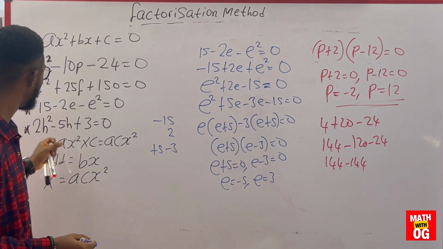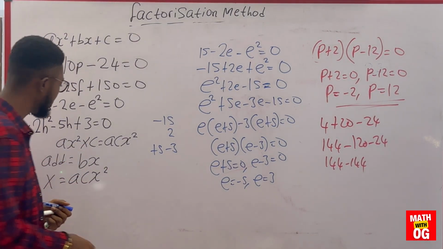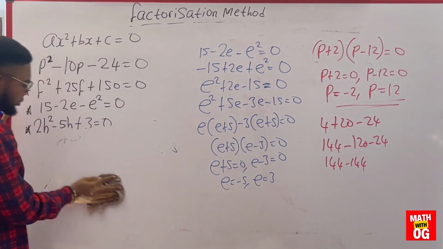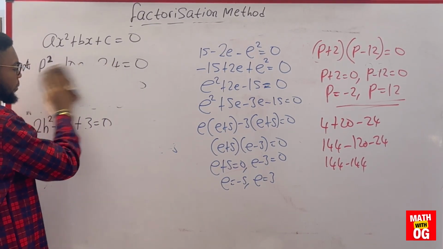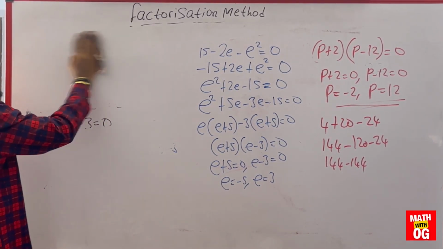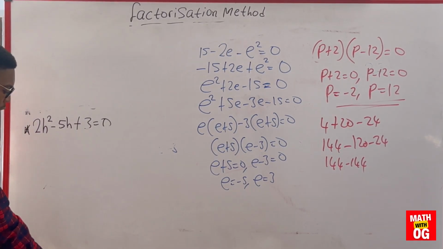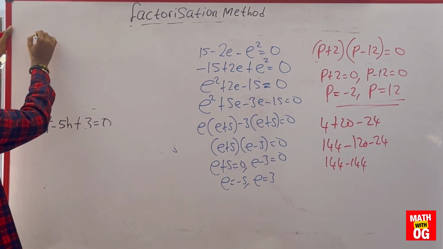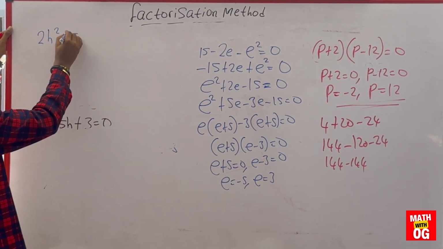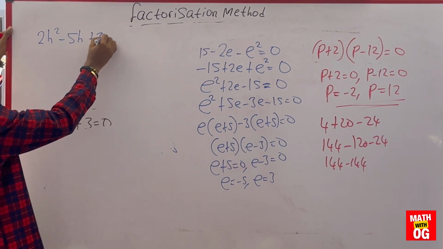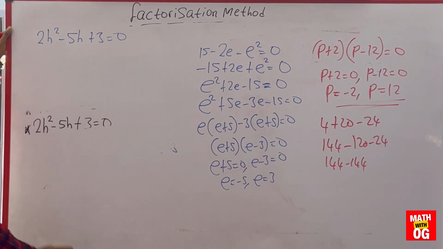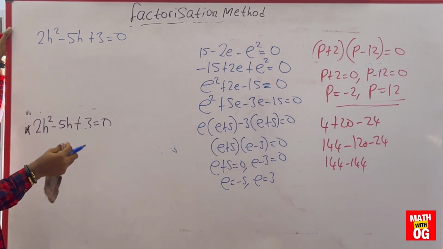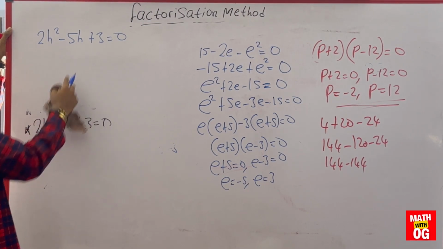Over to the last question, 2h squared minus 5h plus 3 equals 0. So I believe I can solve that here. Now, like I said in our previous video, not all quadratic equations can be solved using the factorization method. That's why we have completing the square and formula method, which can solve any quadratic equation. So there are cases whereby after looking for the product, you can't find any two numbers that when you add, it will give you this, and when you multiply, it will give you this.